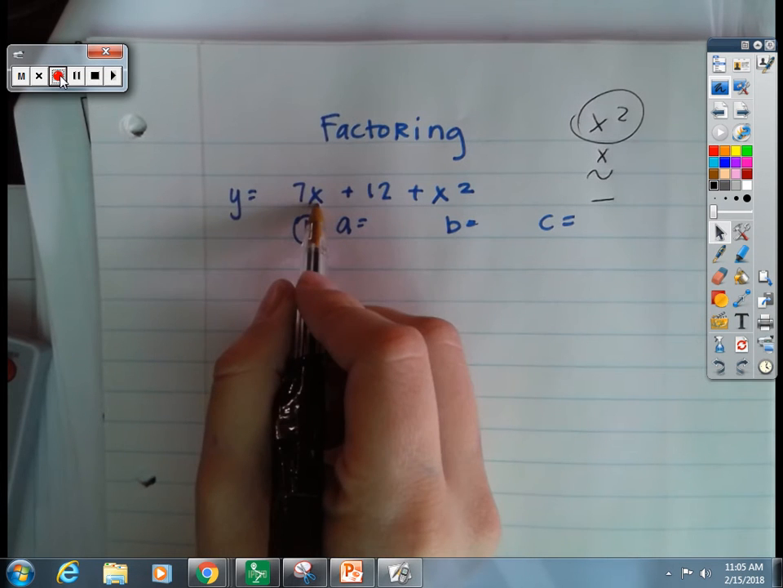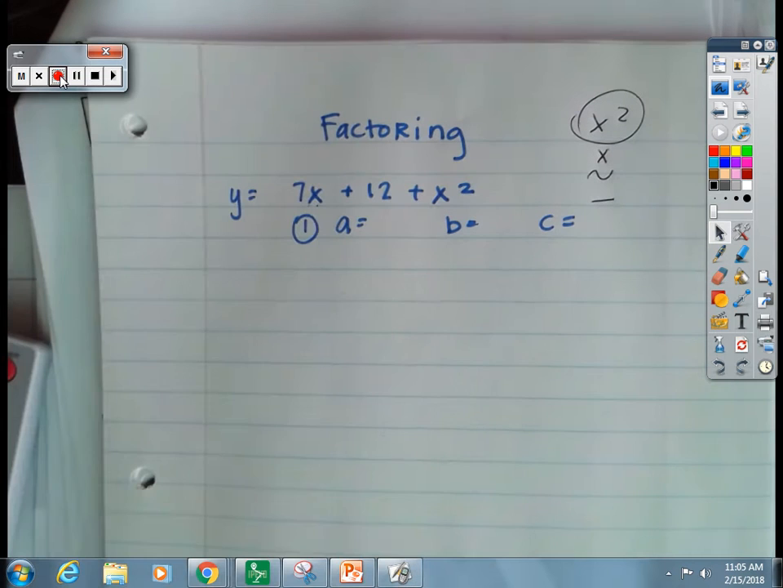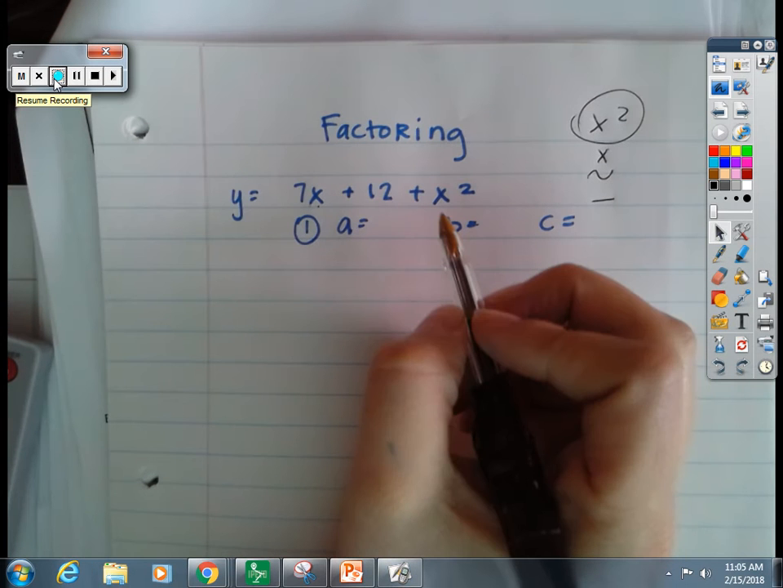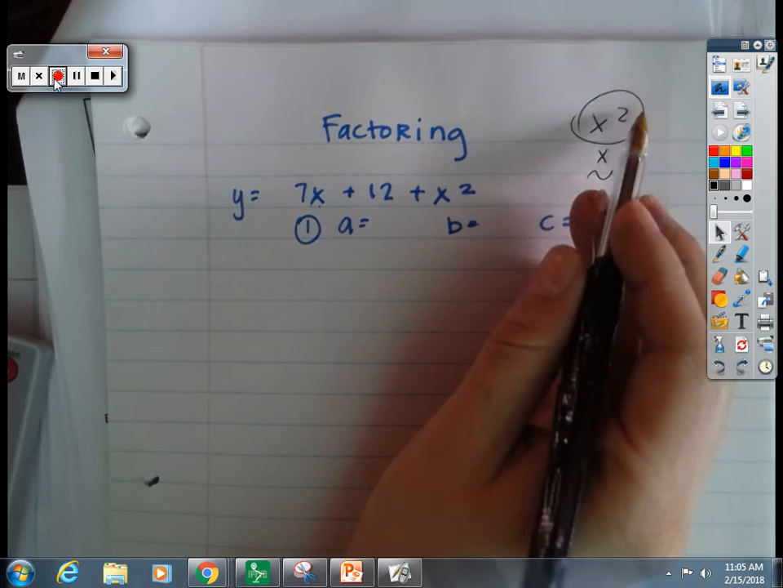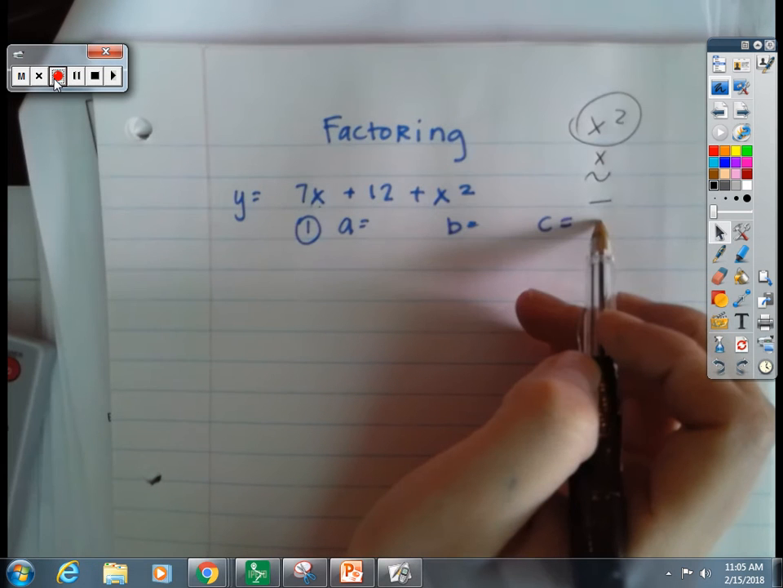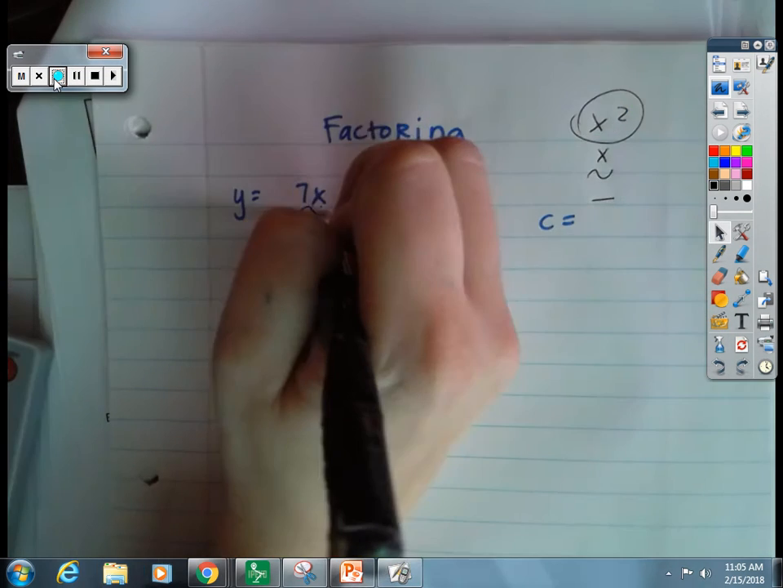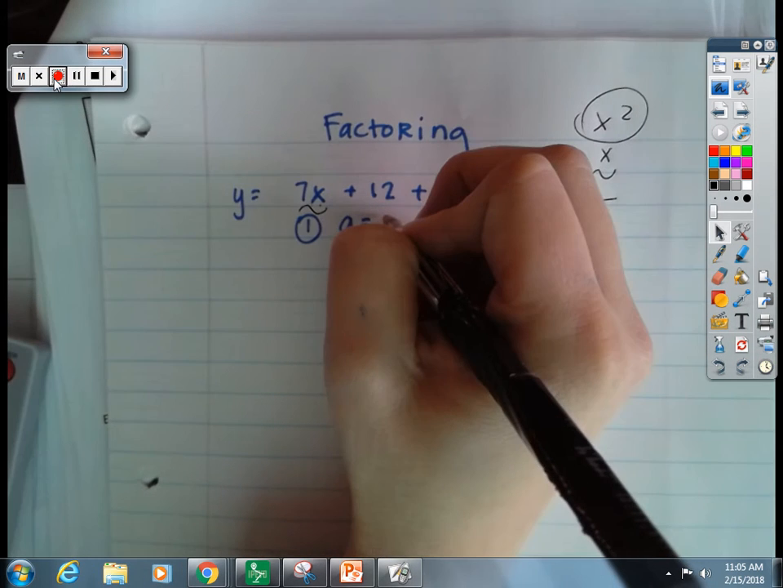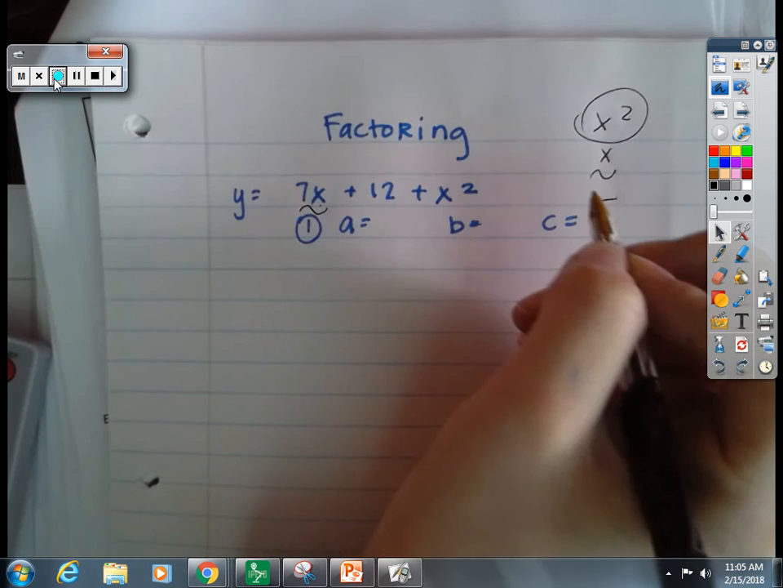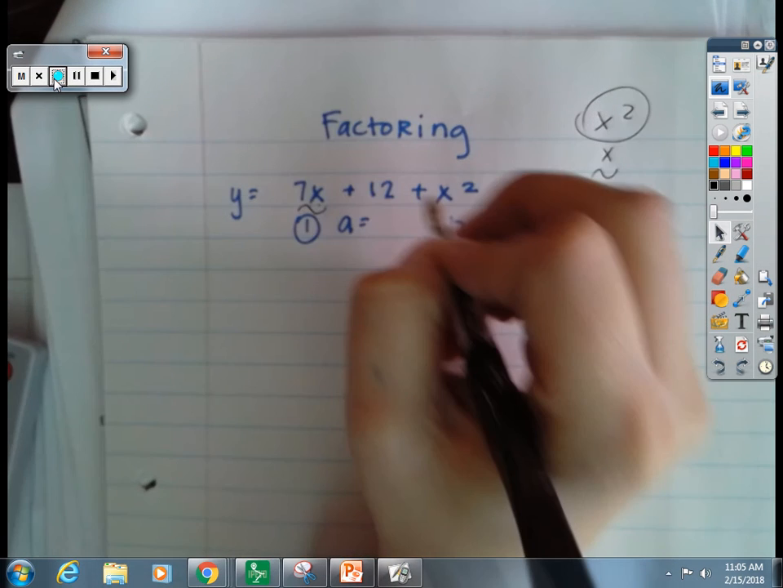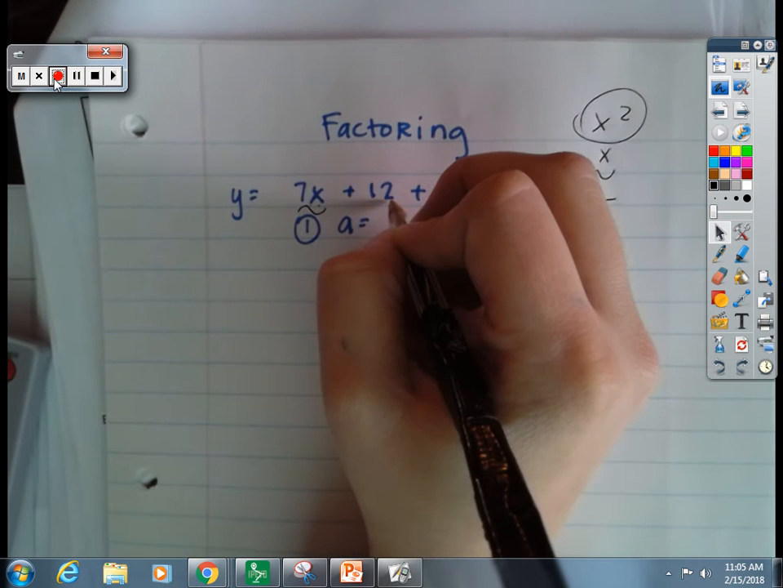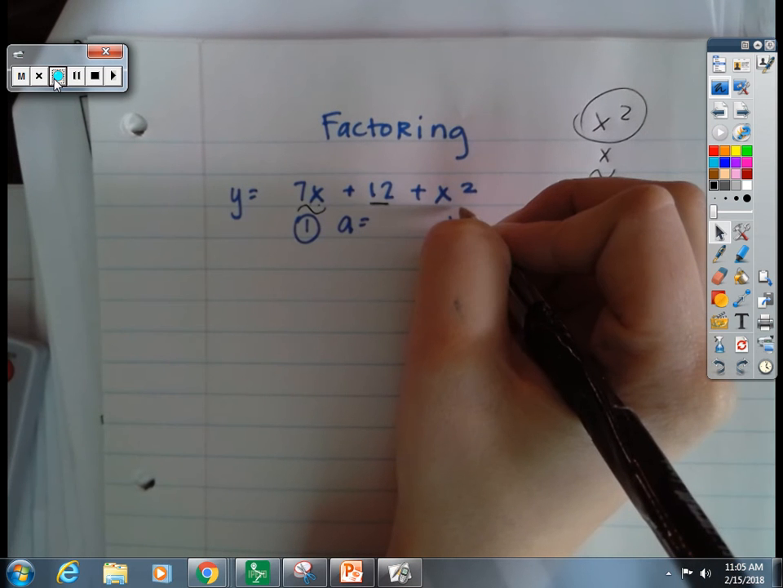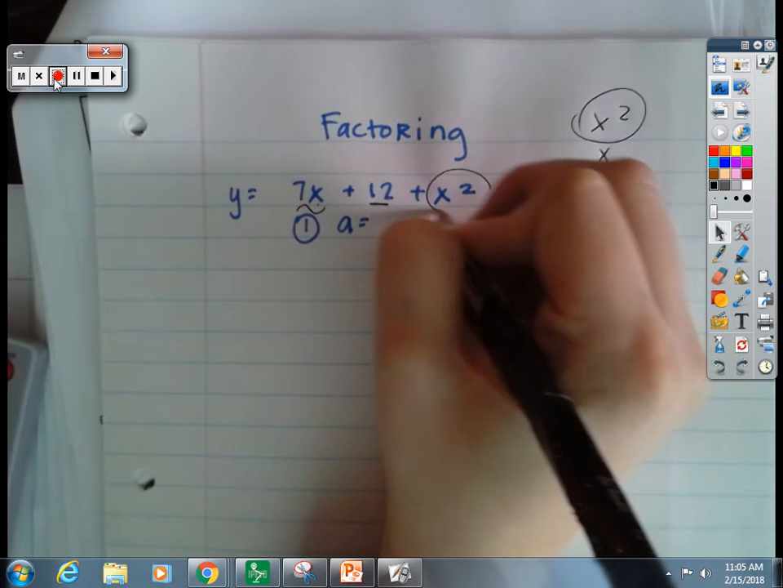7x, do I circle, squiggly, underline? Squiggly. Okay. X squared, do I circle, squiggly, or underline? Circle. Okay, 12, circle, squiggly, underline? Underline, because it doesn't have an x. X squared, circle, squiggly, underline? Circle, because it's x squared.